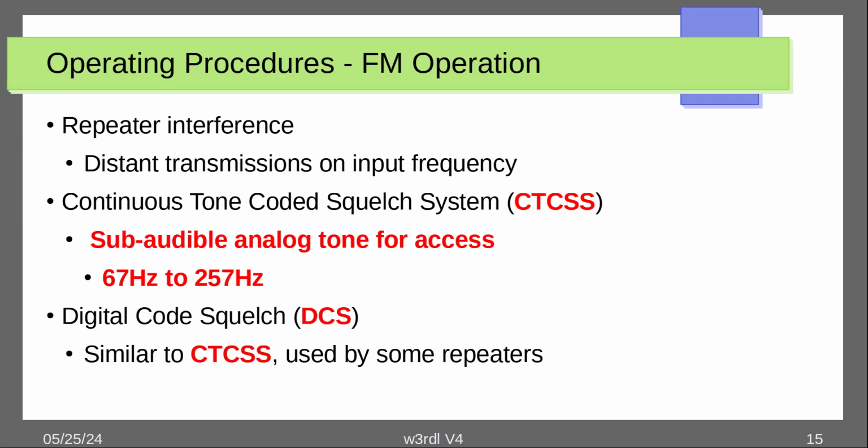Now, there's also a digital version called digital code squelch, which if you've got a DMR or D-Star with digital voice, it'll usually have DCS. And in addition, if it's DMR, instead of the analog access tone, they throw in a color code, which is a digital number between 0 and 31 or 32. So instead of an analog tone, it's a number that you need to access it.